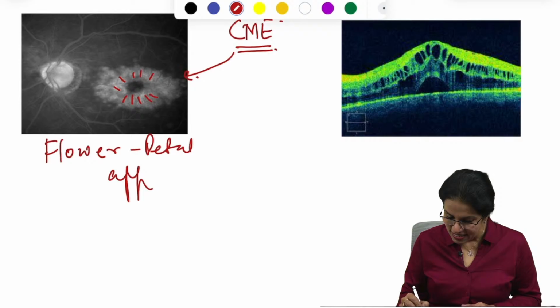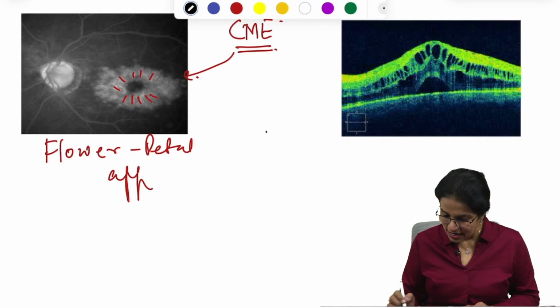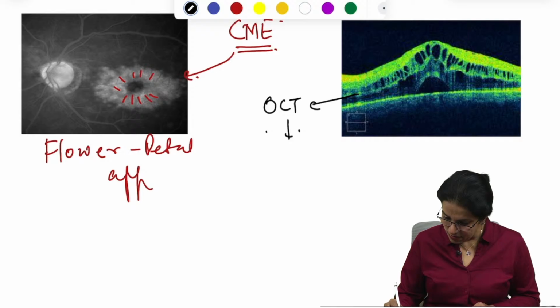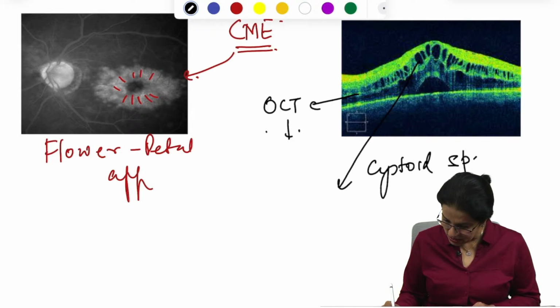And what is the second? Second, as you can see here, is on OCT, what you see are all these, what? Cystoid spaces. So, this is OCT of your CME.